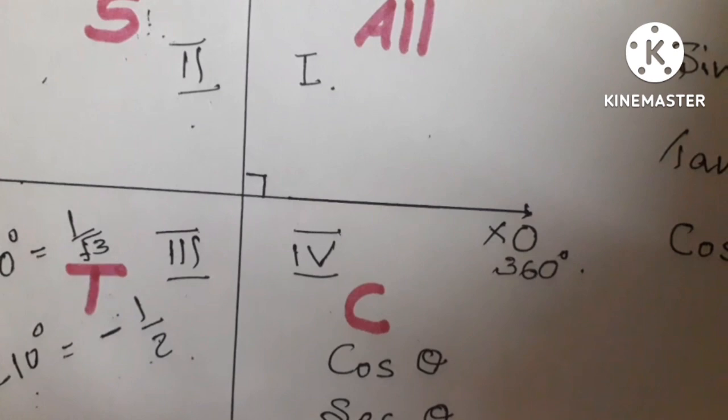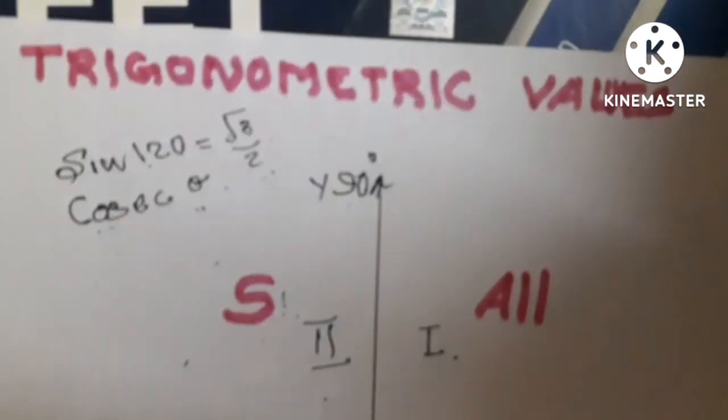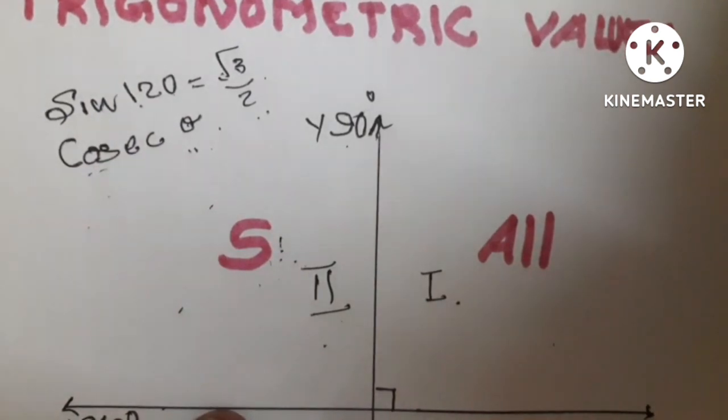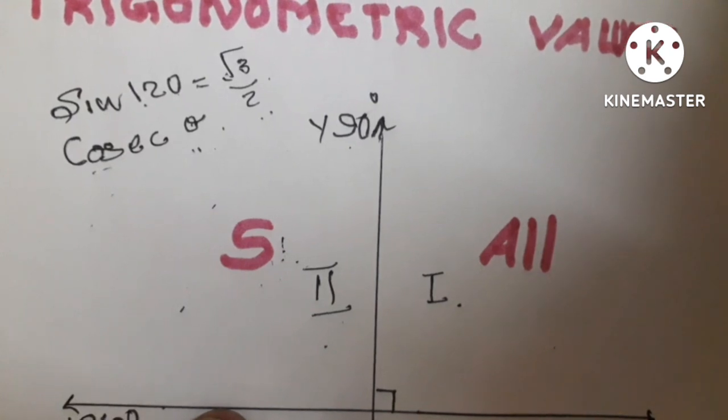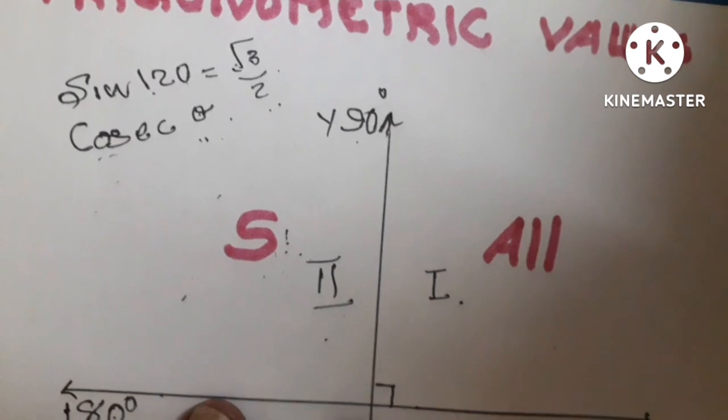So this is the shortcut method to remember the trigonometric values. With this, you will not be confused about whether the values will be positive or negative. There is no need to worry about the sign of the values.